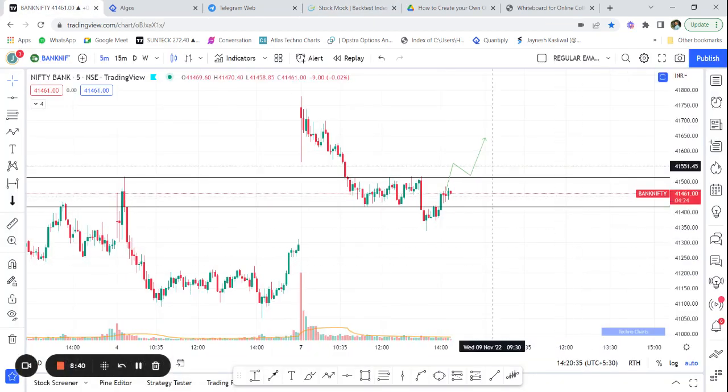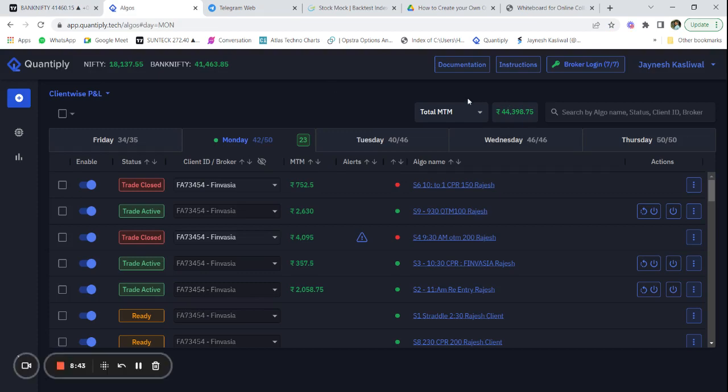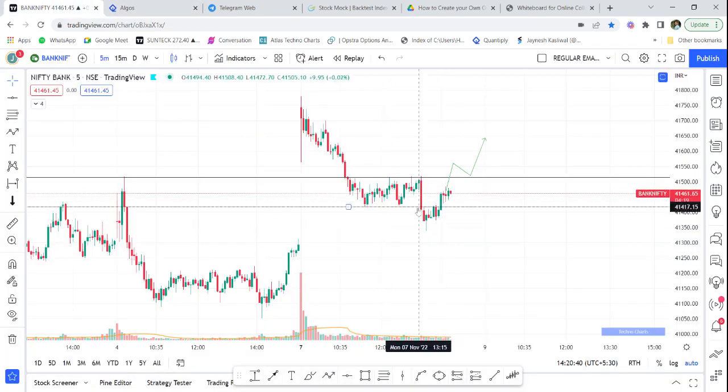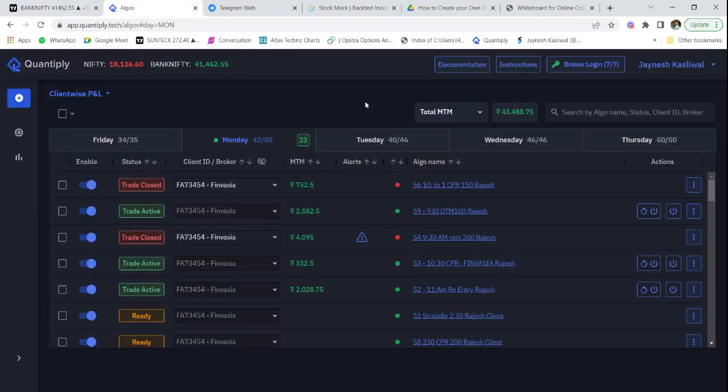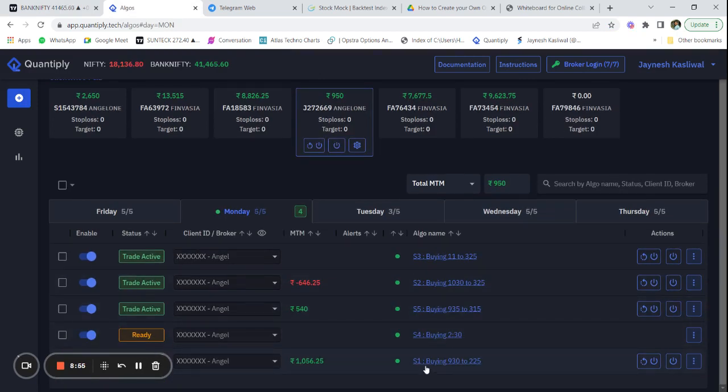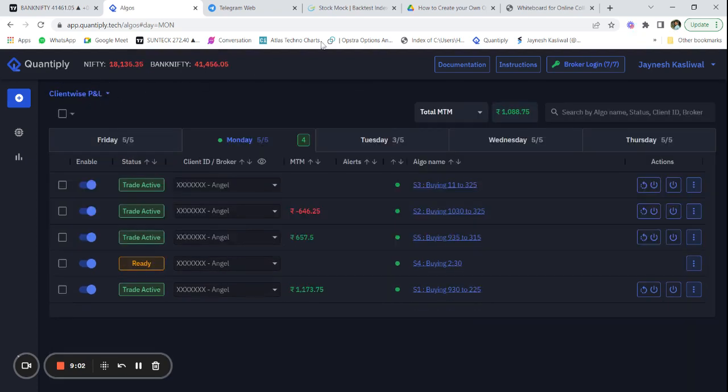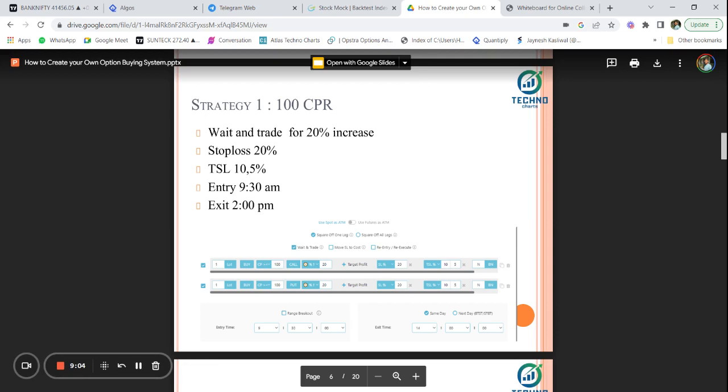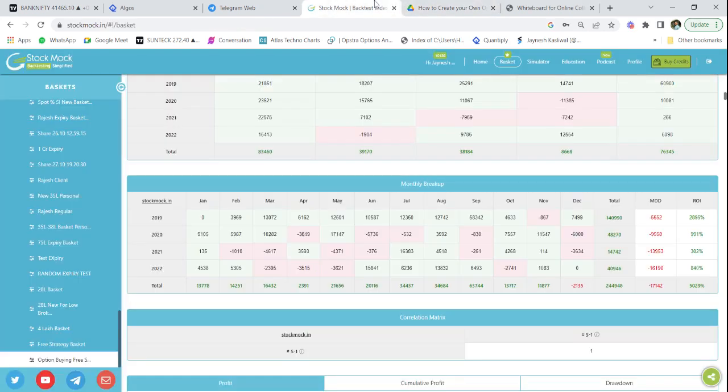Now if you look at the current system, the highest M2M that my PNL touched at this point was around 70,000, but currently the M2M that you can clearly see is around 43,000 rupees. The buying PNL, as you can see, is around 1 lakh. Sorry, the deployed capital on this system is 1 lakh rupees, and the buying system that I am currently running has returns of around 200% even after including the drawdown, 2x of drawdown as well.